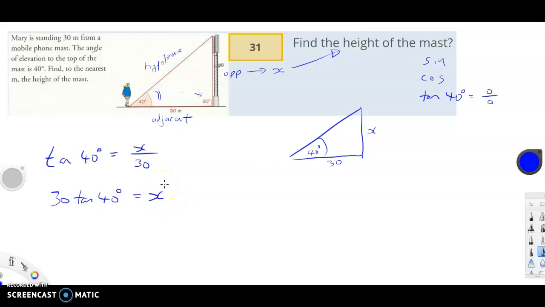And we'll just put that into the calculator. 30 tan 40 degrees, and I get 25. X equals 25.17. Now we've gone far enough. We're looking for the height to the nearest meter. So 0.1, so we're going to round that down to 25 meters. That's the height of the mast to the nearest meter.